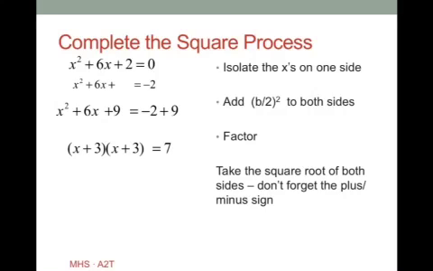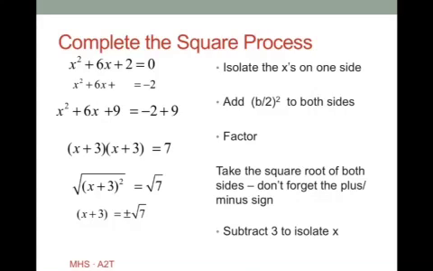Keep going. I want to take the square root of both sides. And remember, when you take the square root of both sides, if you have x squared equals something, you always have to do the plus or minus. Every single time when we're doing these problems, don't forget the plus or minus. So, the square root of (x plus 3) squared is the square root of 7, but I'm going to do plus or minus, so I'd say x plus 3 is plus or minus the square root of 7.